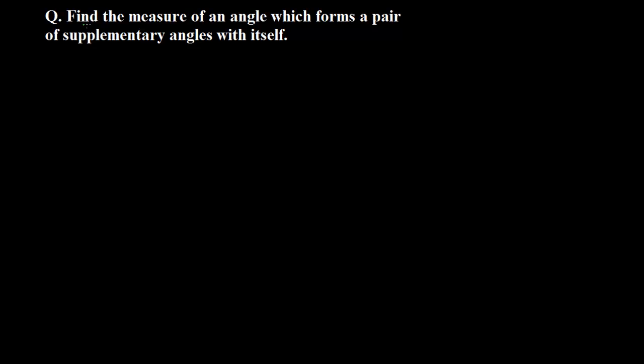Question: find the measure of an angle which forms a pair of supplementary angles with itself. So we have already learned what a supplementary angle is. We have a straight line, and a straight line always forms 180 degrees, right? And whenever two angles form 180 degrees, both angles are known as supplementary.